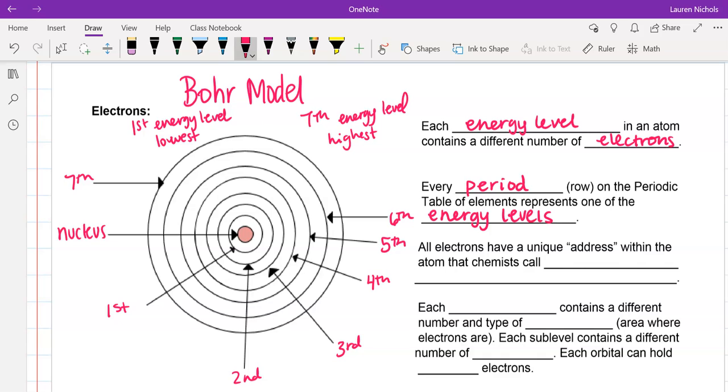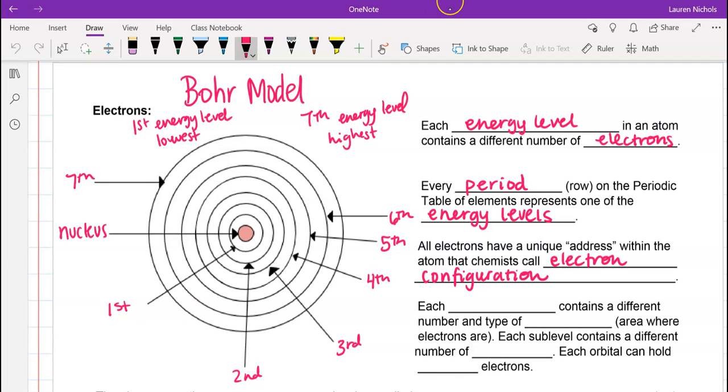With this, all of the electrons have what we call a unique address within the atom that chemists call electron configuration. The word configuration just means how it's arranged or organized. If you think about how mail gets delivered to your apartment or to your house, it's because every building and place has a very unique address. And so all electrons also have an address that no other electron can share.